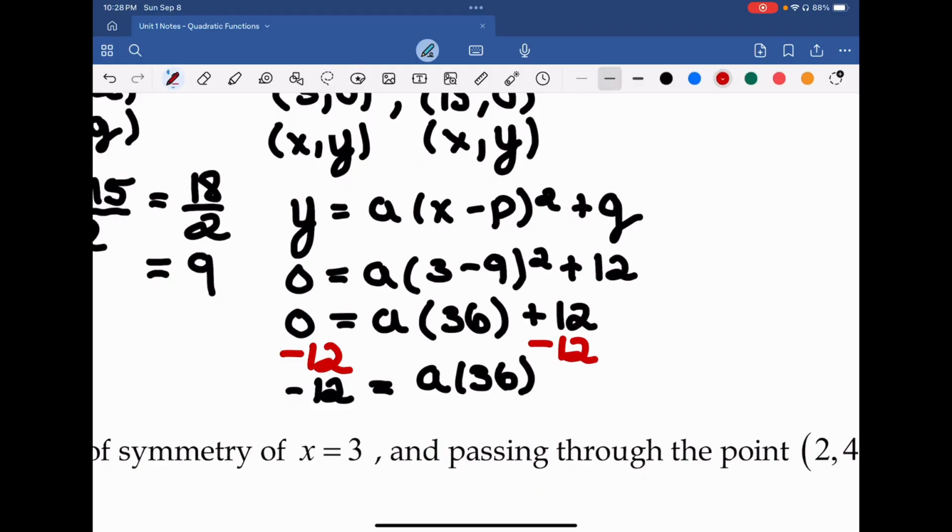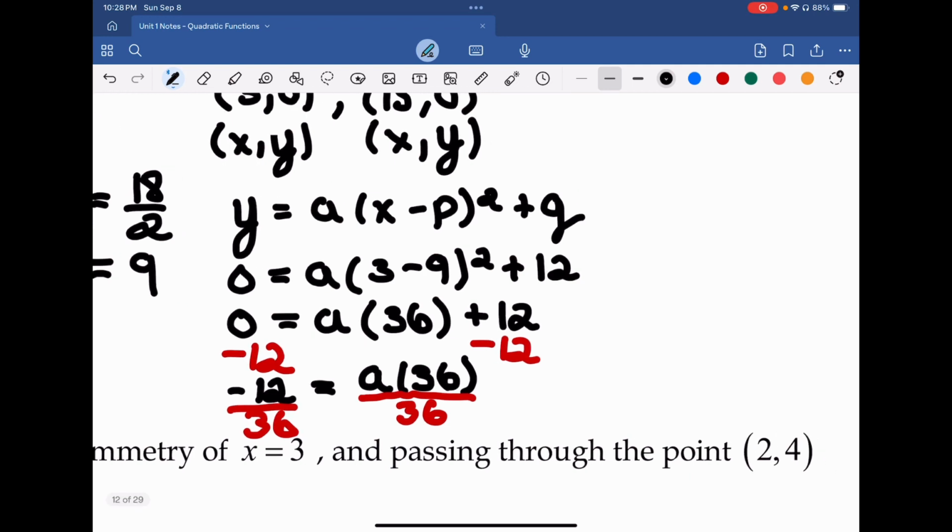Great. I'm going to divide both sides by the 36. What is 12 divided by 36? Well, this is simply just 1/3. And more importantly, it is negative 1/3 for the a value. So this means not only is there a vertical stretch, but there is also a reflection about the x-axis.